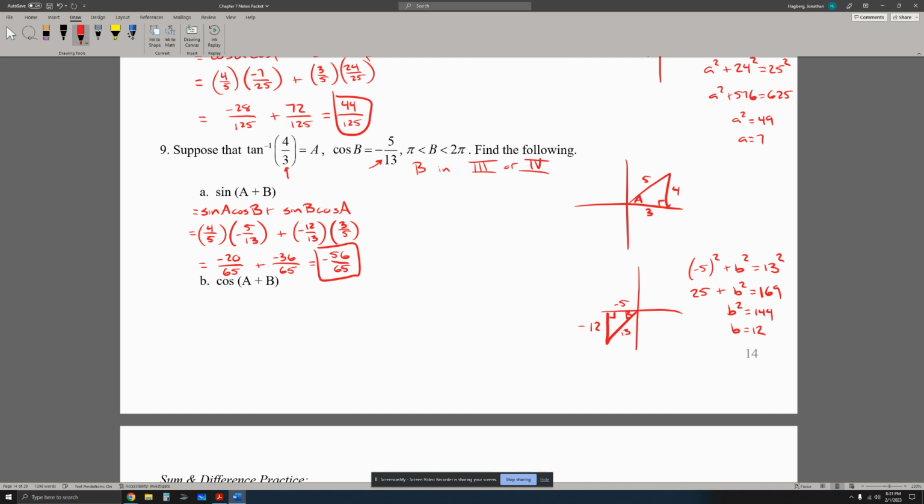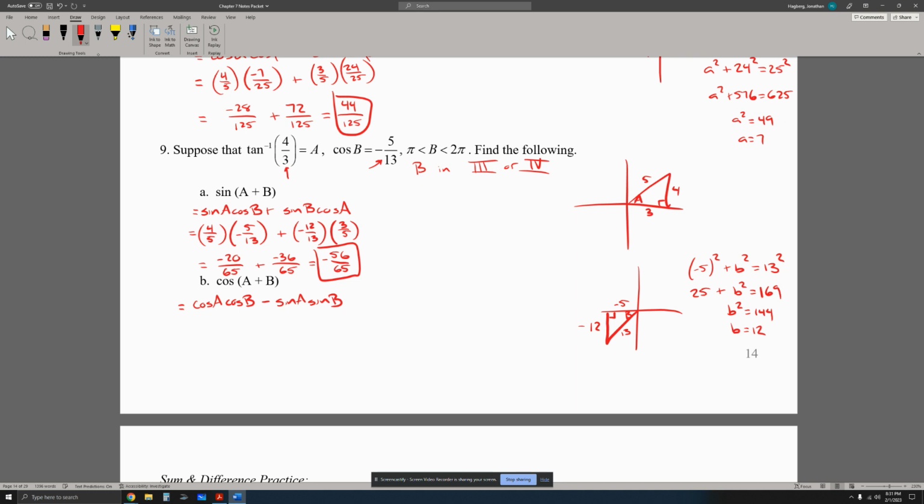All right. Cosine of A plus B. So here we have the cosine of A, cosine B. Let me erase that. There we go. So cosine A, cosine B. Here we go. And then minus sine A, sine B.